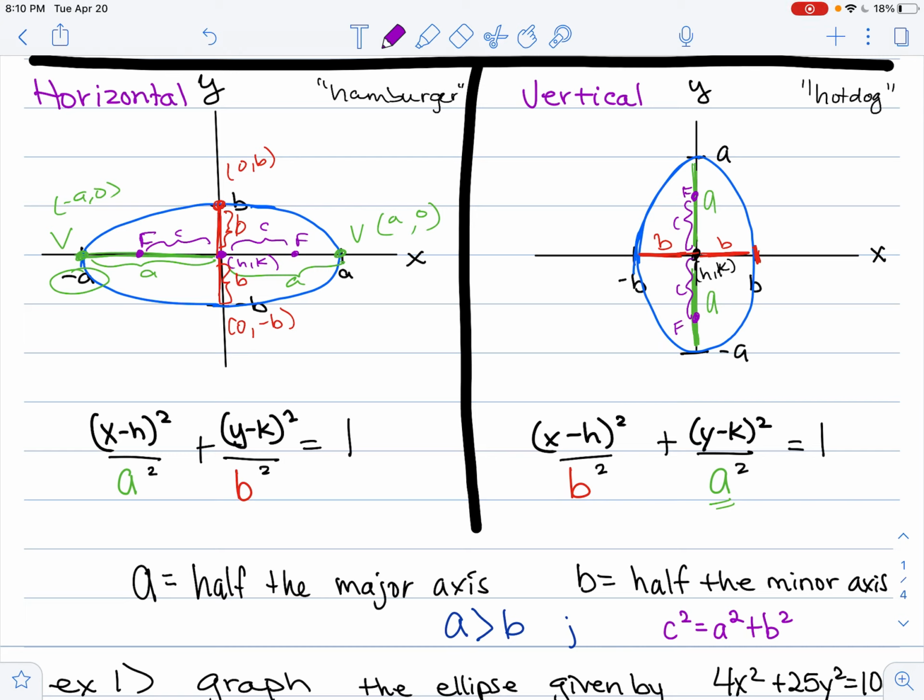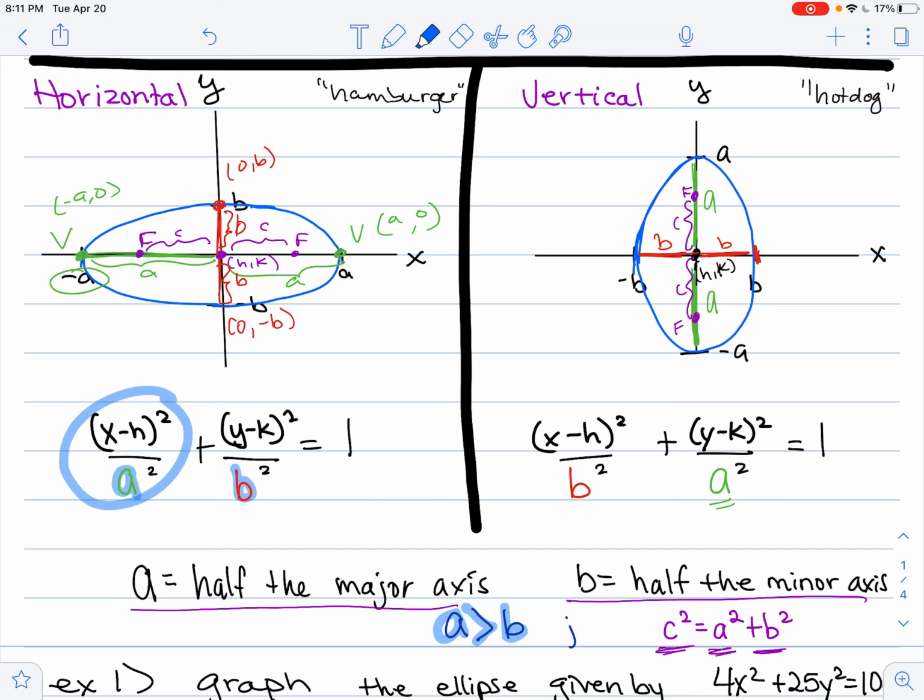Keep in mind, again, A is half the major axis, B is half the minor axis. And in order to find the foci, we use C squared equals A squared plus B squared. Also, A is always greater than B. So when we're looking at these equations, we're not going to be looking at A and B, we're just going to be looking at numbers. If the value for A is always bigger than B, then that's how we know what the major axis is. Notice how the A value here is under the X. Do you see how the major axis is the longest axis, which is along the X axis there?